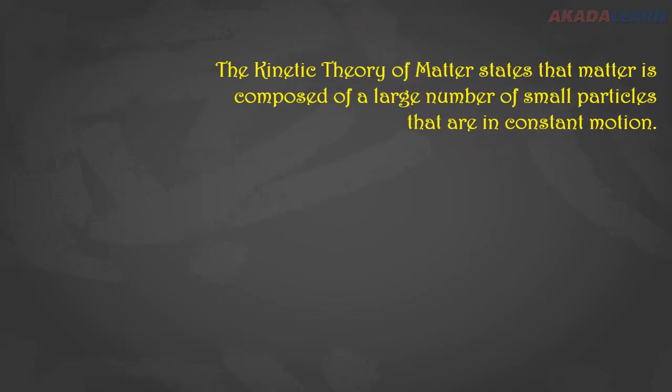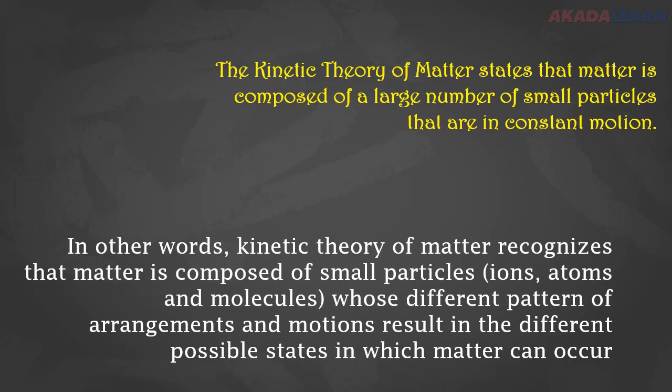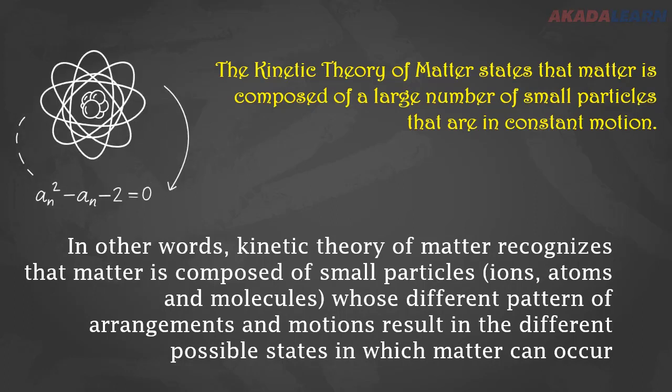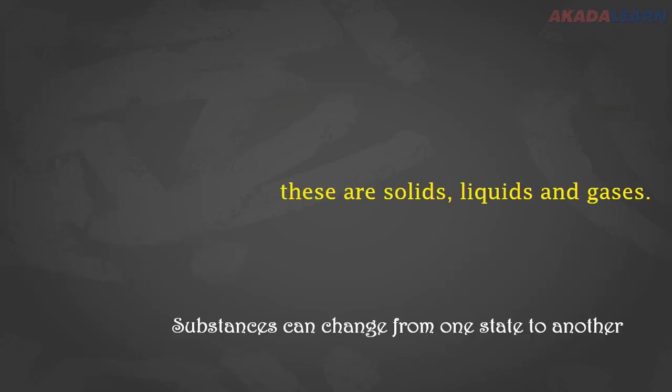The kinetic theory of matter states that matter is composed of a large number of small particles that are in constant motion. In other words, kinetic theory of matter recognizes that matter is composed of small particles, ions, atoms, and molecules, whose different pattern of arrangements and motions results in the different possible states in which matter can occur.